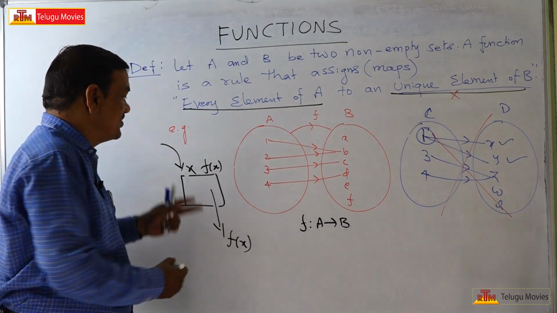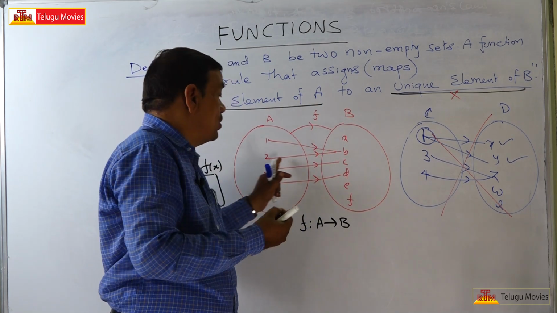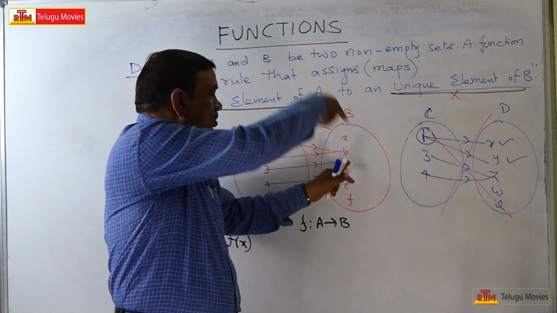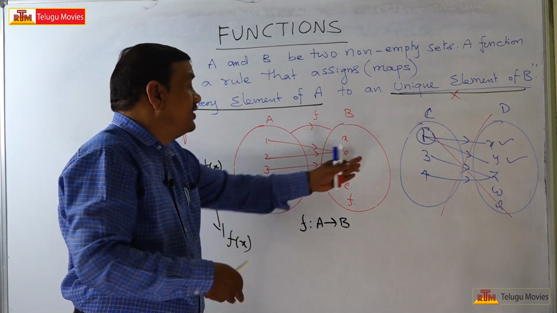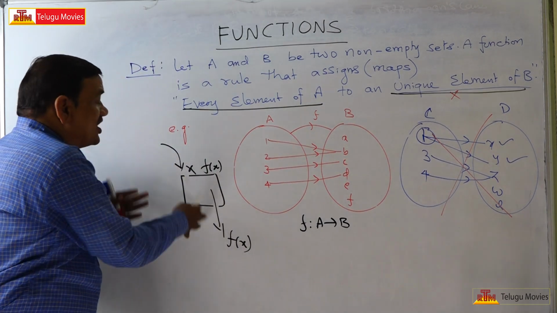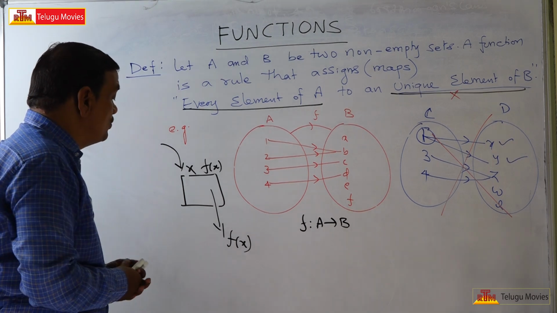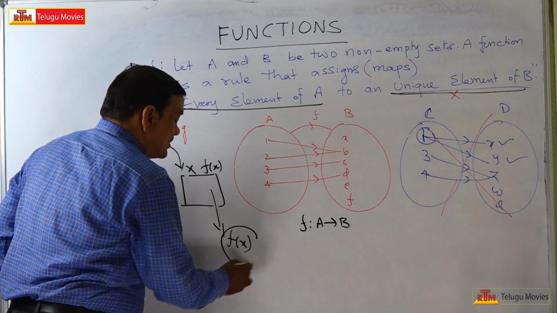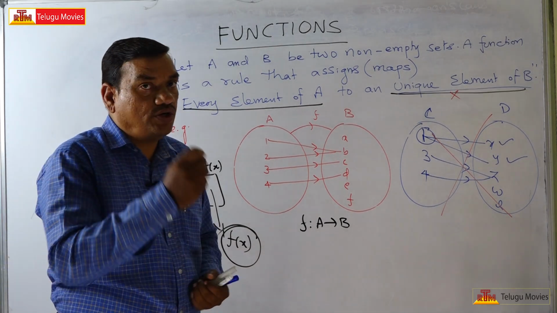We can call a function an input-output machine. You give 1, you get b. You give 2 to this function, you get b. The input is 3, then the output is c. The input is 4, the output is d. Understand? It is just like an input-output machine. Now we are going to see what this f of x is, what the rule of the function is.